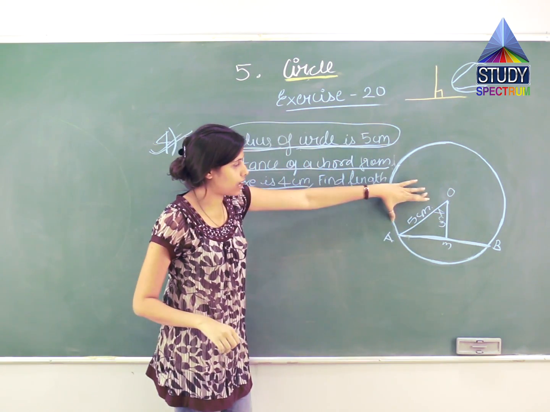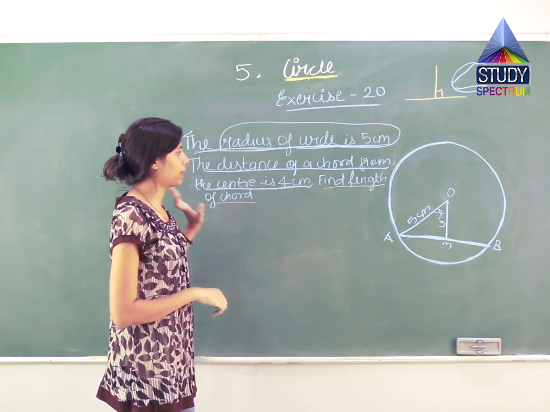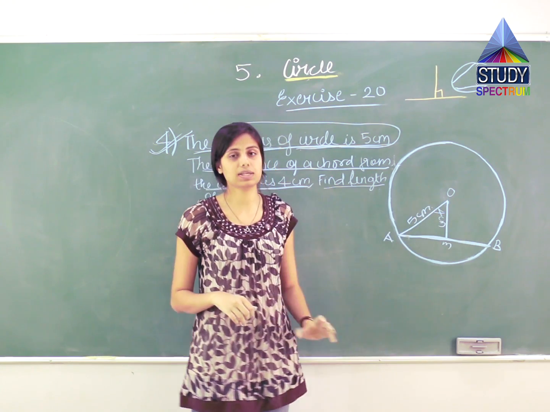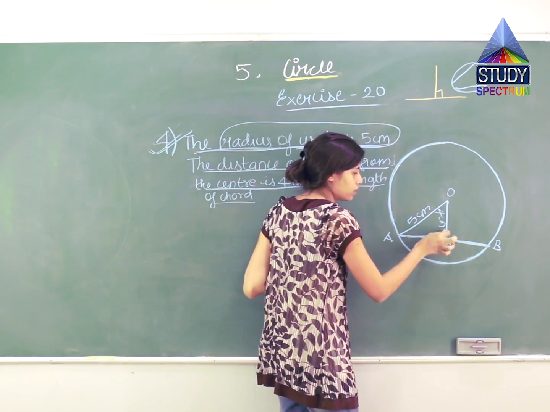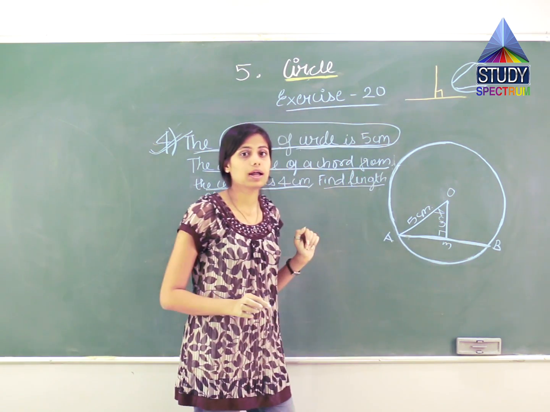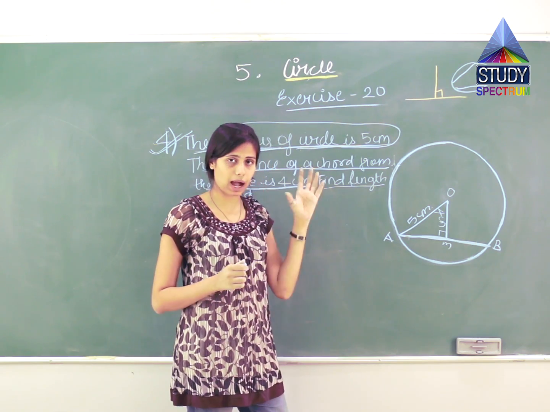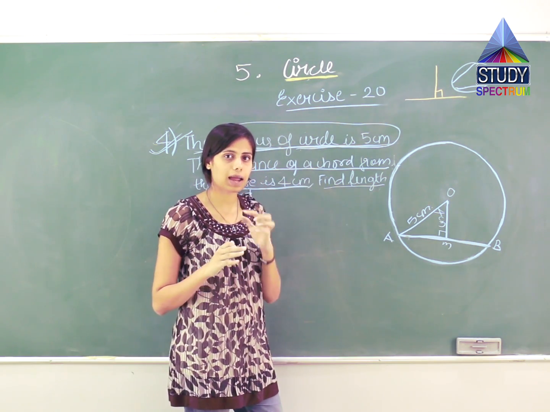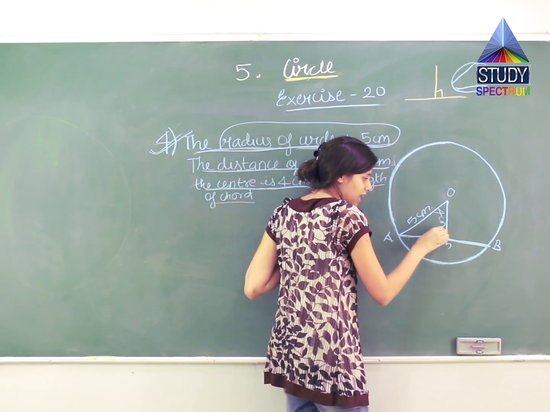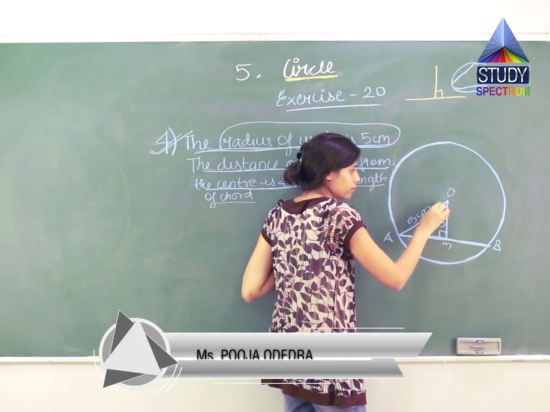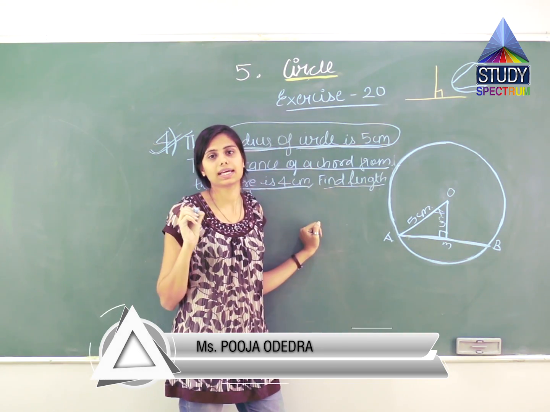So I have radius 5 centimeter, OM 4 centimeter, and they are telling it is a perpendicular because the distance of a chord from the center will always be perpendicular. So let us draw a perpendicular sign. So this is a perpendicular. Means what? 90 degree. Now remembering the properties of 90 degree, hypotenuse right angle triangle, hypotenuse theorem, what it says, the side opposite to 90 degree will be equal to the sum of the squares of the remaining sides.